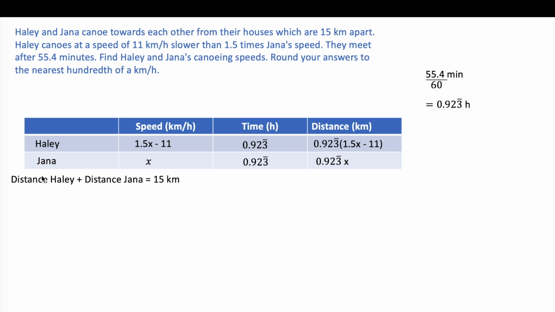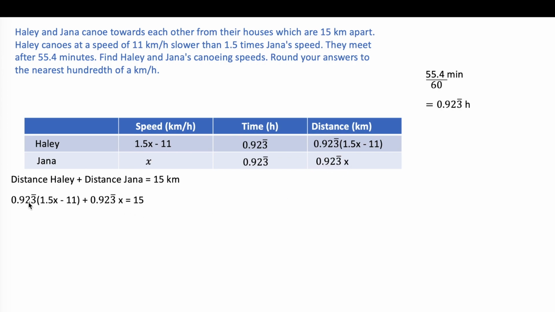The distance that Haley travels, added to the distance that Jana travels, is the total 15 kilometers. Now, we don't know how much of this is Haley traveling. Let's say Haley is going 10 kilometers and Jana could be going 5. We don't know. There are two distances, but we know together it's the 15 kilometers between the two houses. I'm going to replace Haley's distance with 0.923 repeating times 1.5x minus 11. I'm going to replace Jana's distance with 0.923 repeating x.